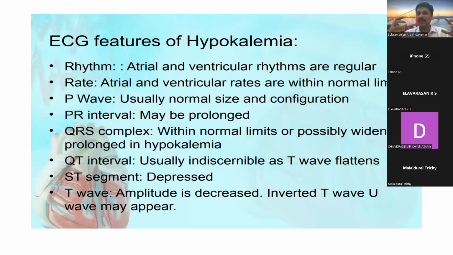In hyperkalemia, you saw suppression of the conduction system and muscle. Here, in hypokalemia, atrial and ventricular rhythms are normal unless you have VT/VF. Atrial and ventricular rates are within normal limits. P wave usually normal. PR interval usually normal, sometimes may prolong. QRS complex usually normal. QT interval is prolonged. It ends with a U wave. Right? So you have to calculate from the beginning of the QRS complex to the end of the U wave. The QTc is very much prolonged.